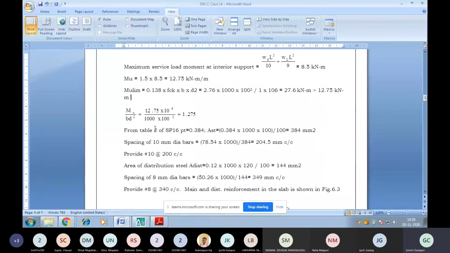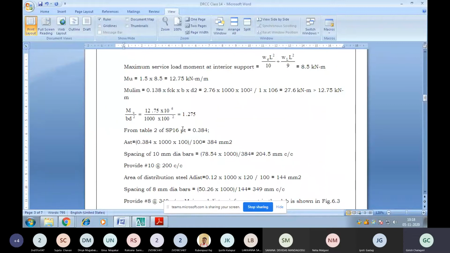So next we want to find the area of steel. Here, Mu by bd squared: Mu you know already, so substitute the value of Mu and bd squared, and we get 1.275. Then from Table 2 of SP16 we get the pt value as 0.384. What we have done in the last class, we have seen it. From that we are going to get the Ast.